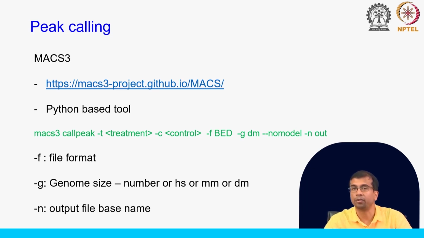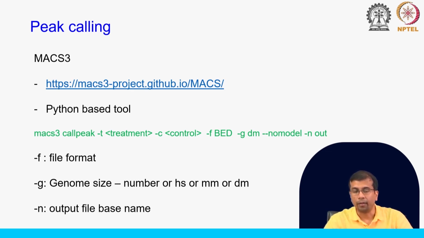Here we are using Drosophila melanogaster, so we just mention dm. If you are using the human genome, we can say hs. If you are using the mouse genome, mm. We can use these short notations instead of trying to mention the exact genome size. Then there are some options we have given, for example, --nomodel. I will show you why this is --nomodel, because it is recommended by the tool. Then we have -n, the output file base name. This is something we will go and do.